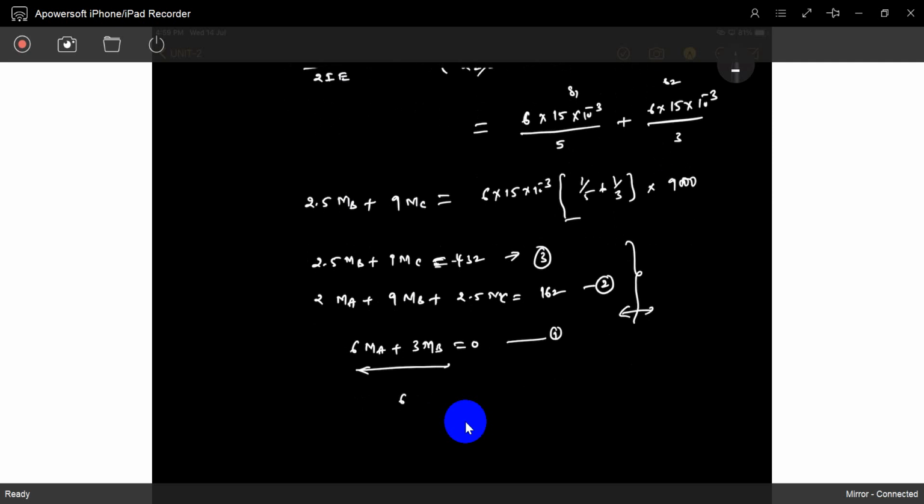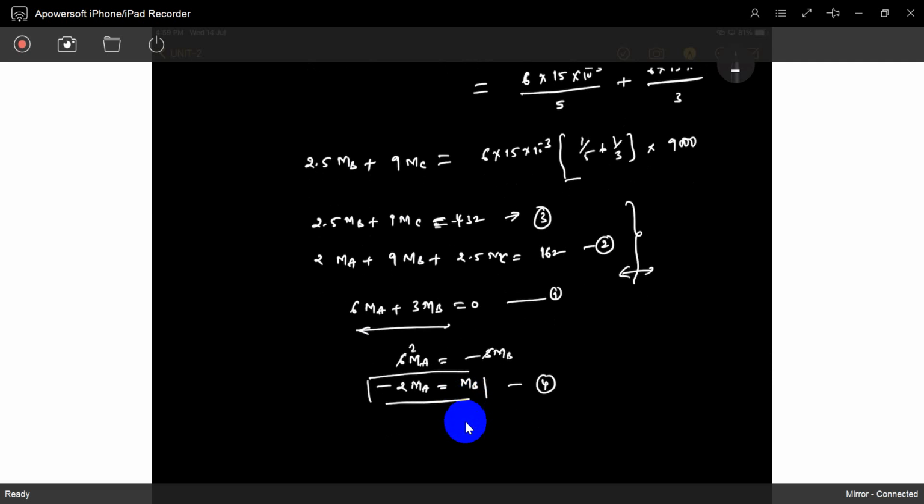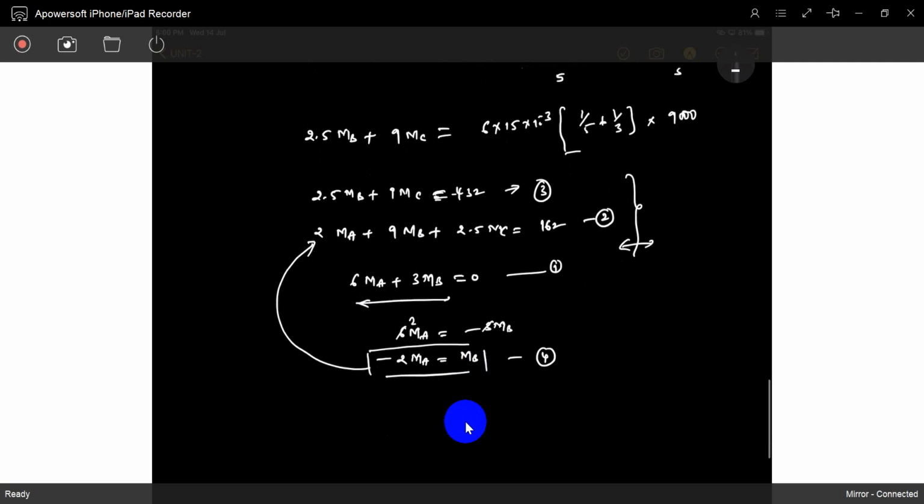If you see, 6MA is equal to minus 3MB. So minus 2MA is equal to MB. So you already know MA is related to MB this way. So what will we do? Place it in the second equation.